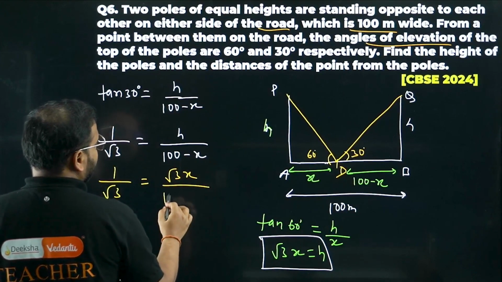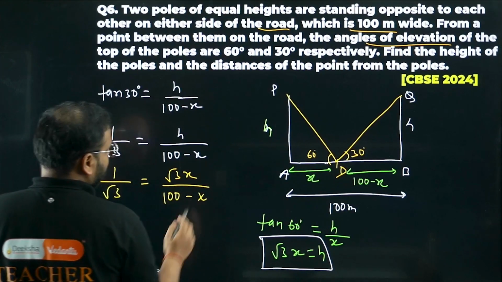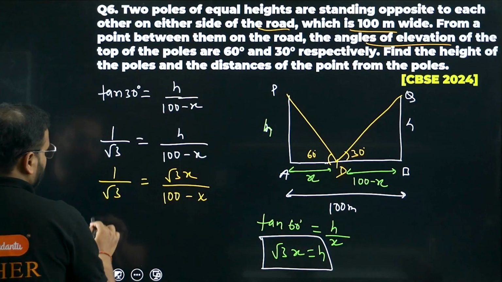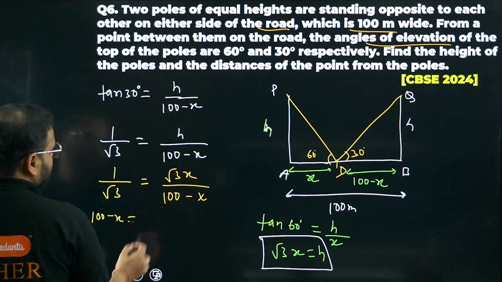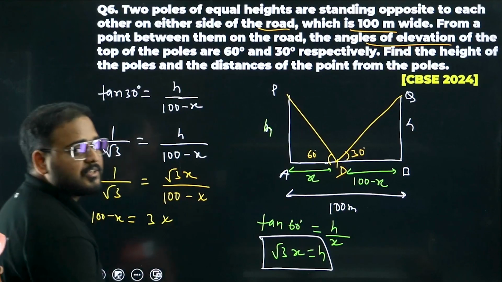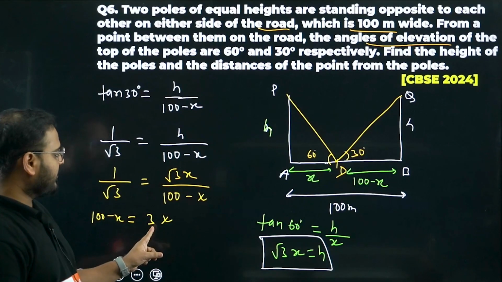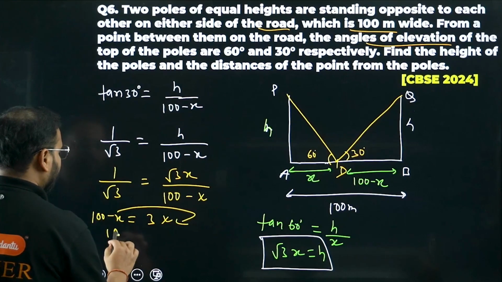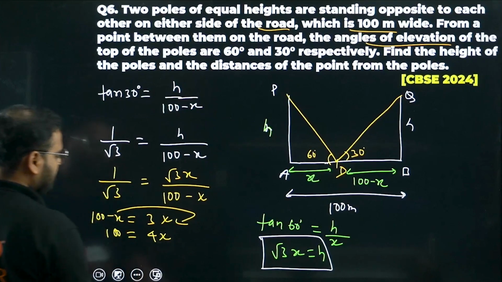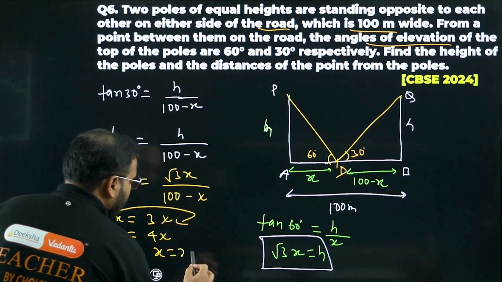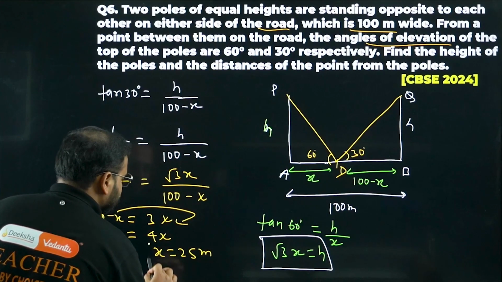So replace that and write here 100 minus x. Okay, do one thing, cross multiply. What are we getting? We're getting over here 100 minus x equals root 3 into root 3x. So simply 3x. Please check. Root 3 into root 3, 3x. Okay, bring this minus x over this side. What I'm getting, 100 equals 4x. Minus x comes here, becomes plus x. Okay, I'm getting x equals 25 meters.